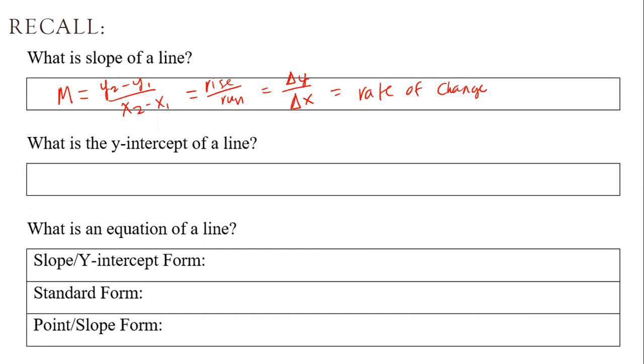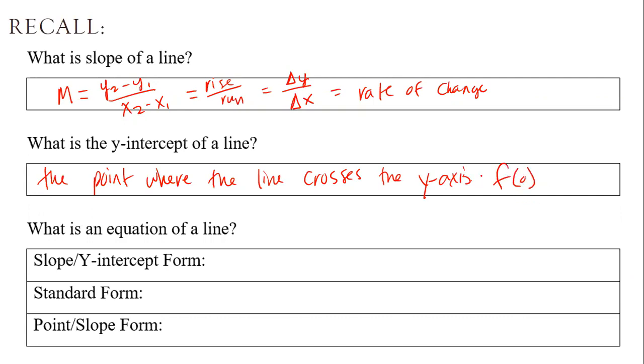Okay. Next, what is the y-intercept of the line? Perfect. The point where the line crosses the y-axis. That's your f of 0. So if I plug 0 in, what do I get from this? All right, so we're going to talk about the different forms.